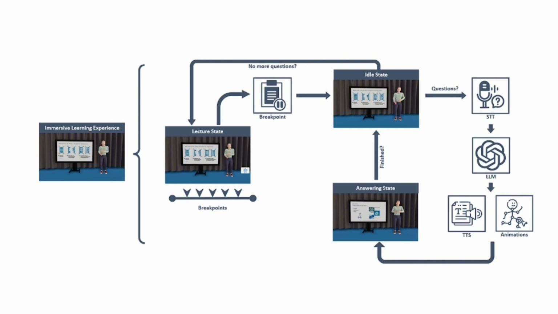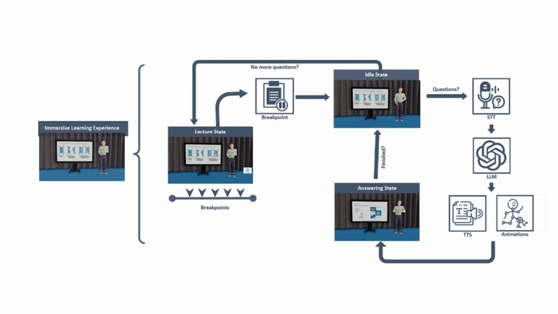During the immersive lesson, the system operates through three states: lecture state, idle state, and answering state. At predefined breakpoints, the lesson pauses and the learner can ask a spoken question. The system transcribes the question, retrieves the relevant lecture context, generates a grounded response, and delivers that response through the pedagogical agent. To support response delivery, an animation controller synchronizes gesture selection and body motion with the generated speech.